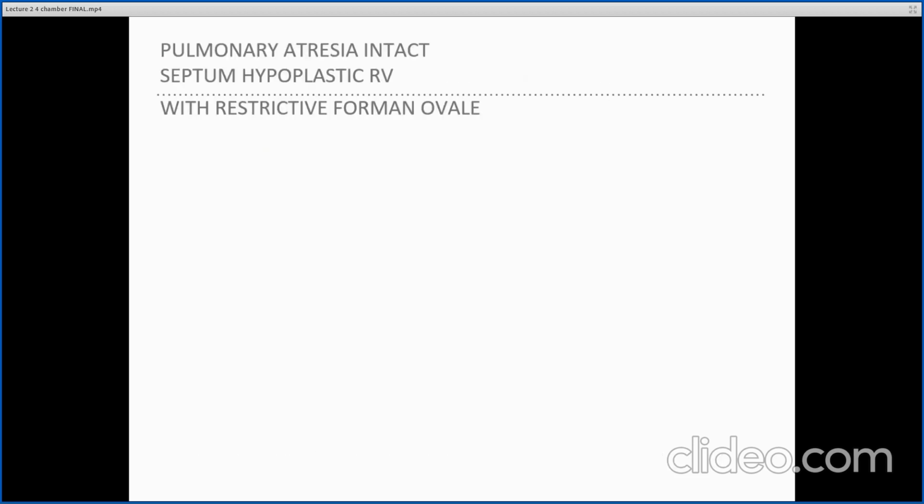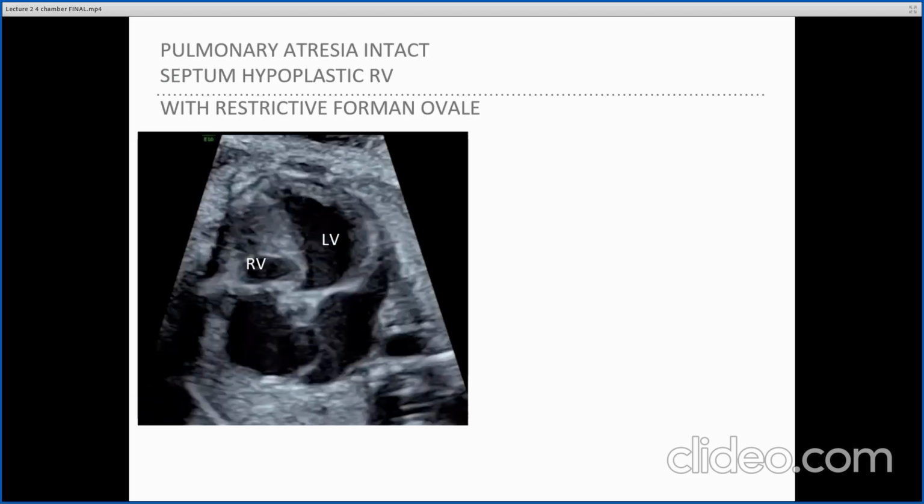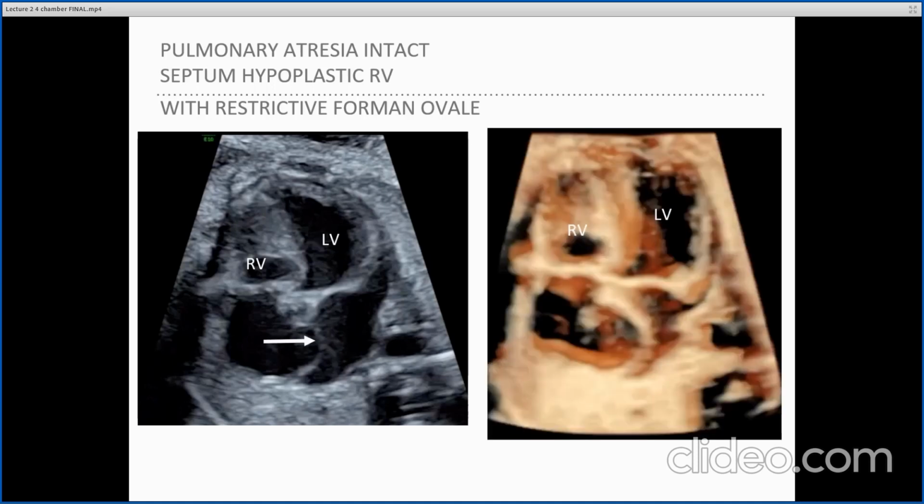Now this is a variant of pulmonary atresia with intact septum with hyperplastic RV, where the foramen ovale is restricted. So we can see in this picture that the RV cavity is quite small, while LV is normal sized. When we look at the foramen ovale, we can see that it is bulging. And the same is shown in a very beautiful depiction with 4D rendering. An extremely small RV cavity, and the LV is good sized, and we can see the bulging of the foramen ovale.